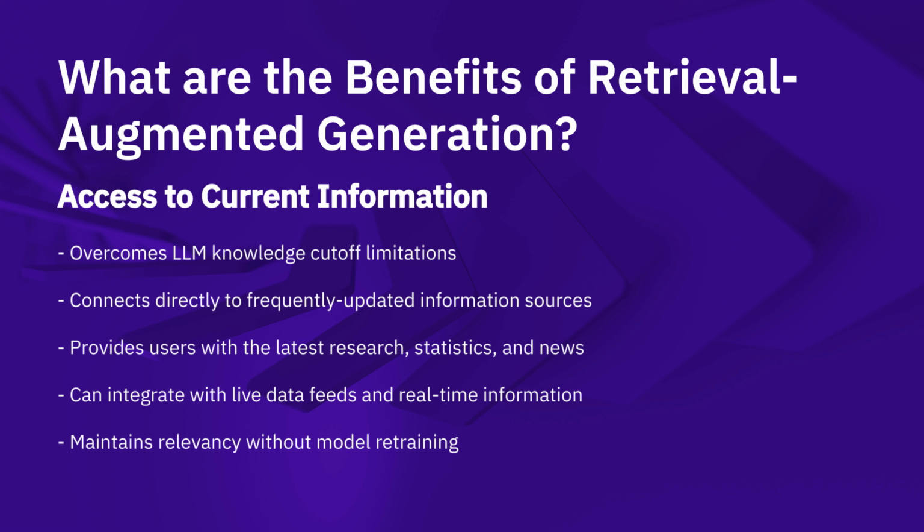For example, a financial services chatbot using RAG could present the latest market data. A healthcare assistant could reference the most recent treatment protocols, or a customer service AI could stay current with product specifications even as they evolve. This capability is particularly valuable in rapidly changing fields where information quickly becomes outdated. Instead of providing responses based on 2022 data in a 2025 conversation, RAG ensures users receive the most current information available.